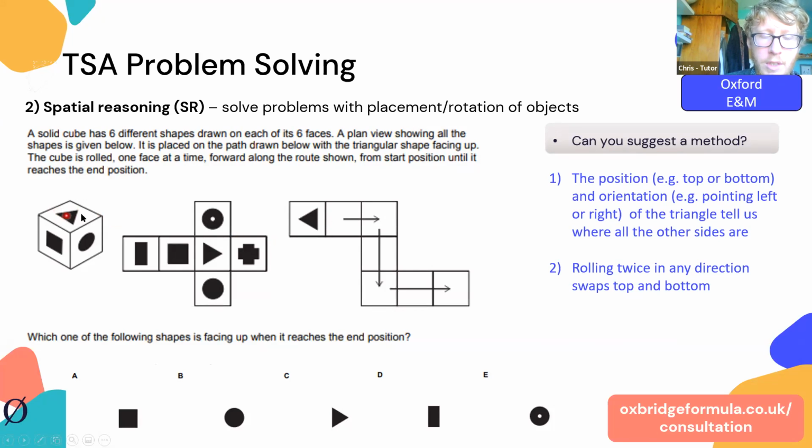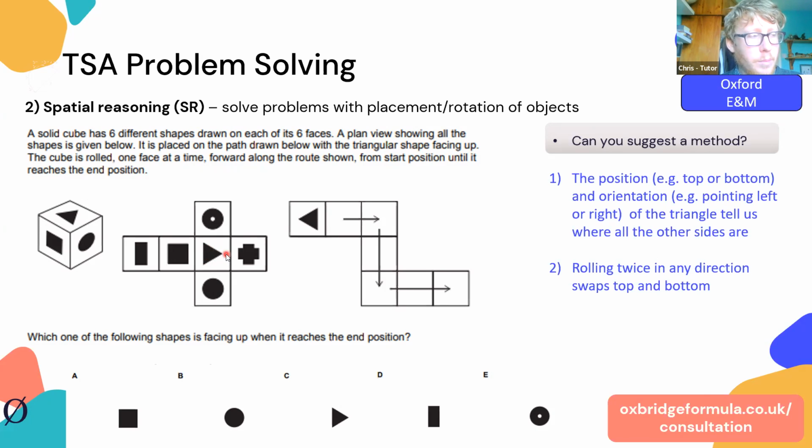So here our pointer is our triangle, because this triangle at least is pointing to the right on the net. Where it's on the track, it's pointing to the left. We always know what direction it's pointing in. And once you know where that is, it actually tells you where all the other shapes are on the cube. Like the cross shape is in front of the triangle, the square is behind it, and so on. And that means that we only need to track the triangle, which makes things much simpler. Rather than tracking all the shapes, we just track the triangle.